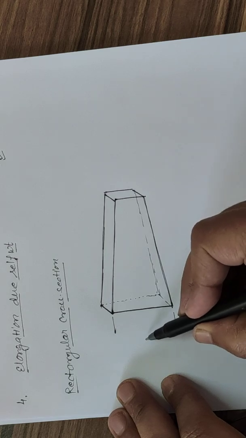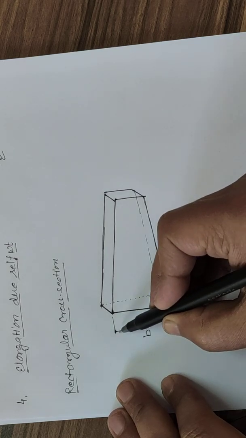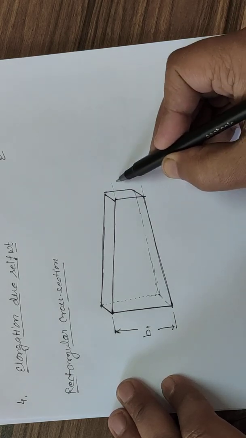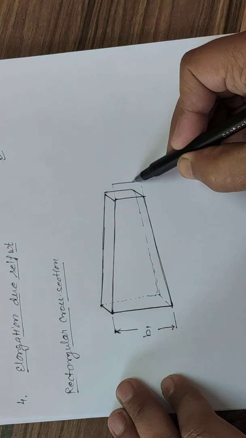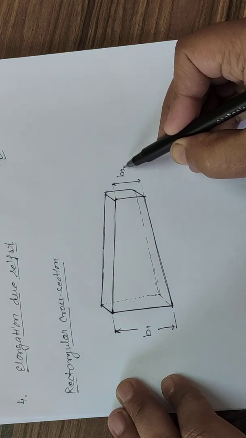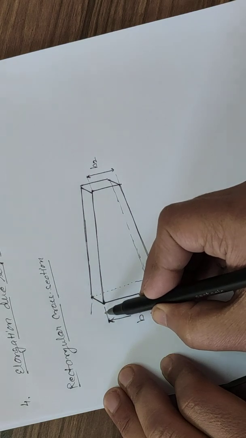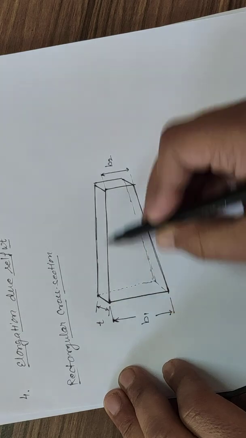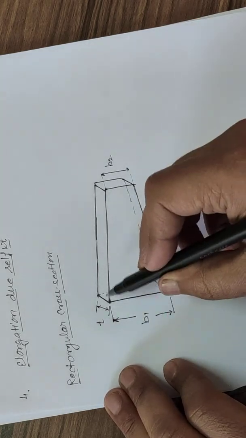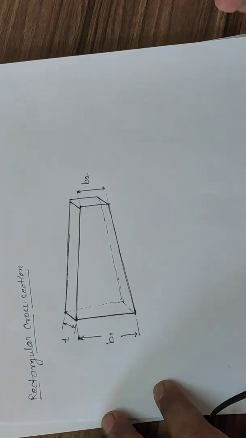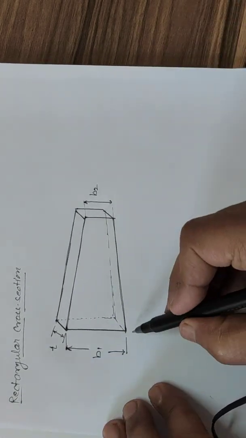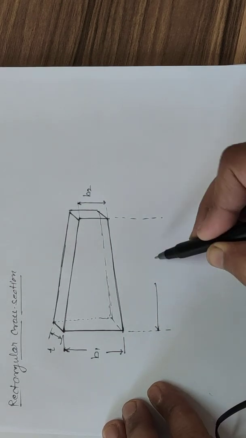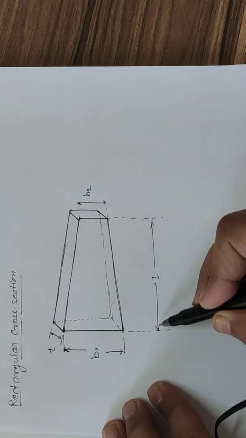Now we will designate the dimensions. Let's say this one is the B1 end, and this end is the B2 end. The thickness is T, which remains constant throughout the length. The length of the member is, let's say, L. From here to here we have length L.